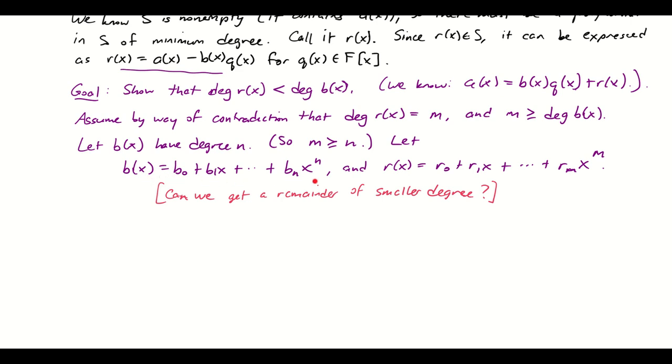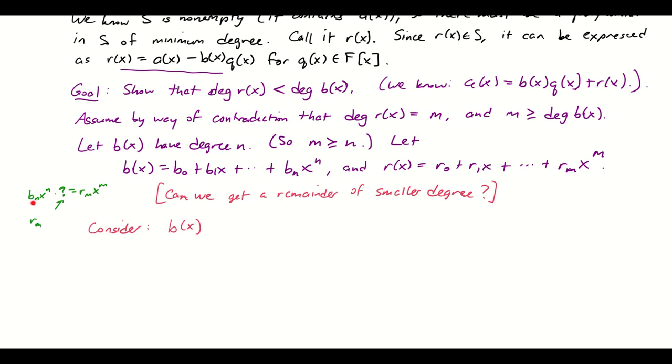I'm going to multiply B of X times something in order to get a term of Rm x to the m as the leading term over here. So we're going to consider B of X times, and then let's just do a little scratch work over here. What would it take to multiply by Bn x to the n and get Rm x to the m? Well, I think I'm going to need to multiply by R sub m so that I will have a coefficient of R sub m there. So I need an R sub m.